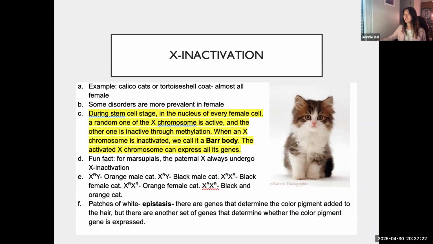X inactivation, you don't really need to know the details, but I'm just gonna mention it just in case.